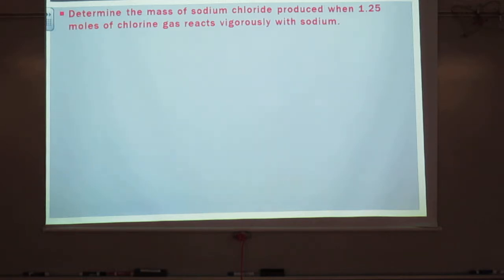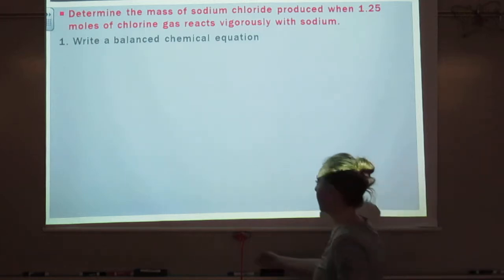Here is an example problem. You can write it down if you want. Feel free to pause at any time if you need to write down the problem. But I think this problem can also be found in your text if you take a look at that. So here we go. Determine the mass of sodium chloride produced when 1.25 moles of chlorine gas reacts vigorously with sodium. All right, step one is going to be to write a balanced equation.